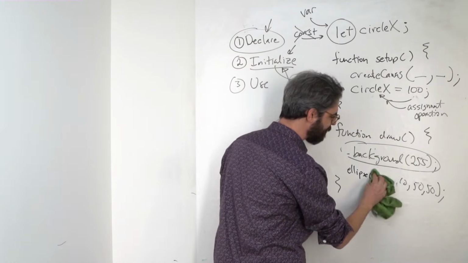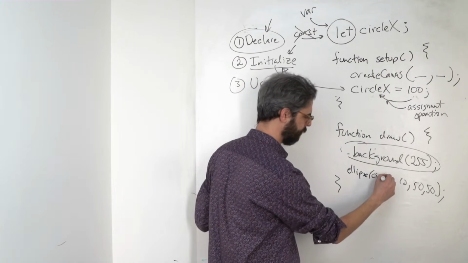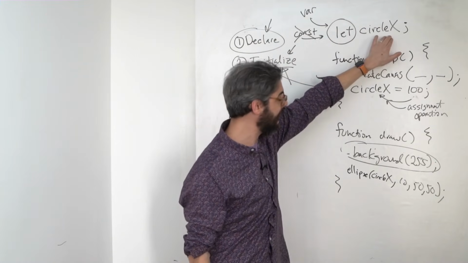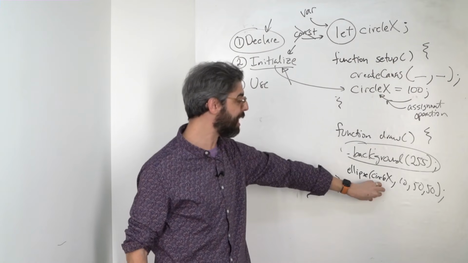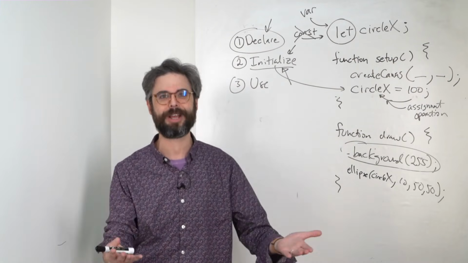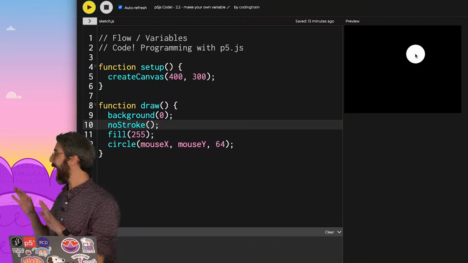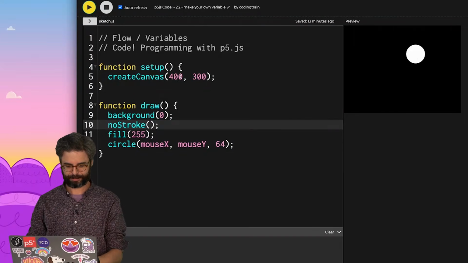And so instead of mouse x, a built-in system variable, I now want to use my own variable. So those are all the pieces. Declare with let your own variable name, initialize with a value, in this case a number, and then use that variable somewhere where you would ordinarily just write the literal value itself. In this case, the circle X position. I'm going to now add the code that I mapped out over here on the whiteboard to this sketch.